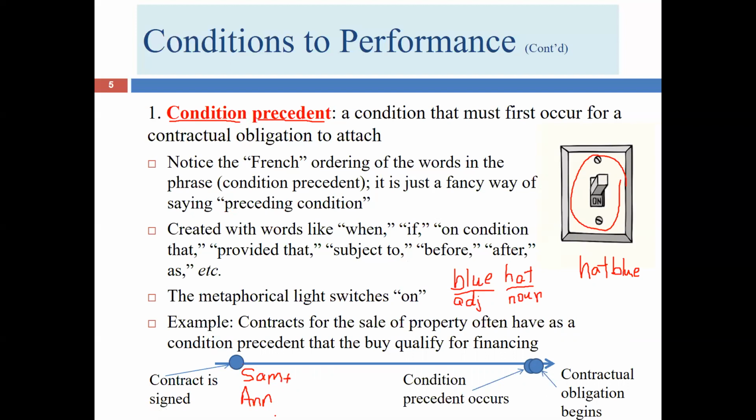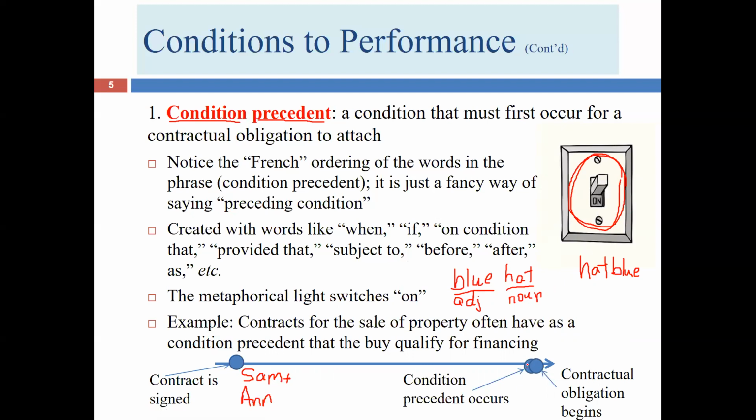Does Anne have to buy the house now? No, she doesn't have any obligation to buy the house at this time. Her only obligation is to diligently seek to find financing. But if she's never able to secure financing, then the condition precedent never happens, the light switch never goes to the on position, and she never has to buy the house from Sam.